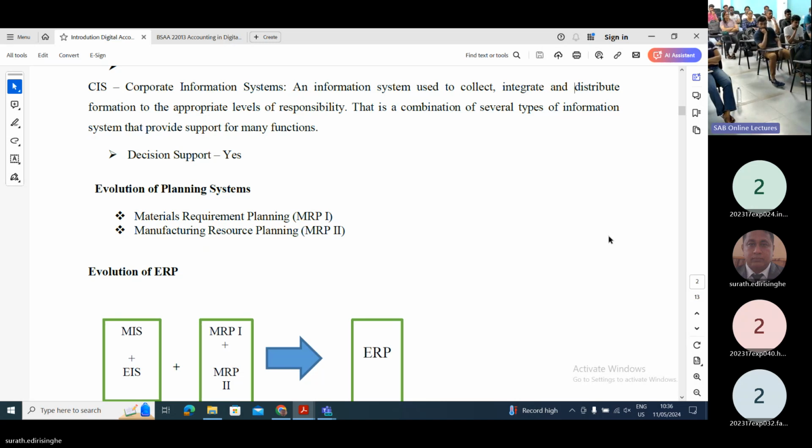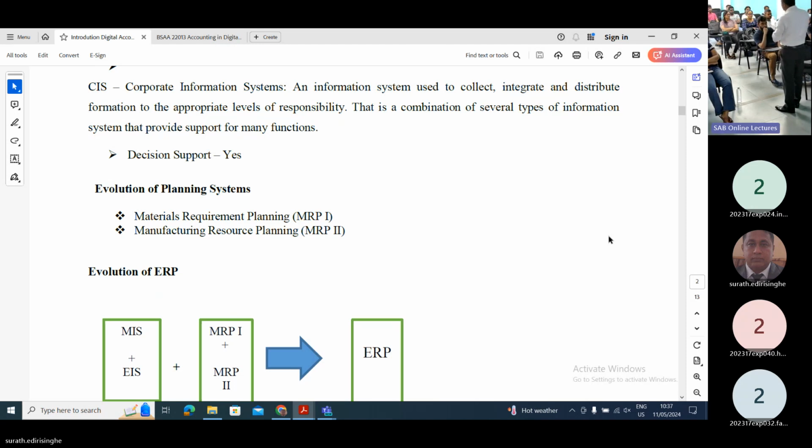Number 2. Manufacturing resource plan, MRP2. MRP2 means further developing on MRP1. MRP1 only concerns the production process. Production process means producing the item based on our requirement.